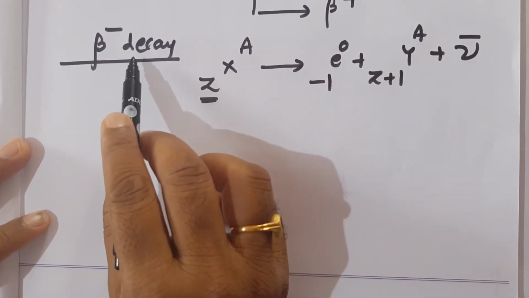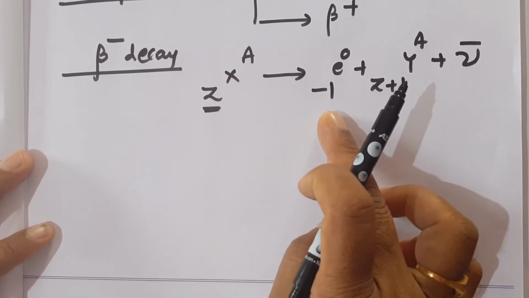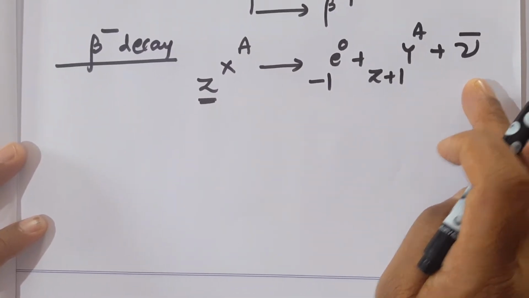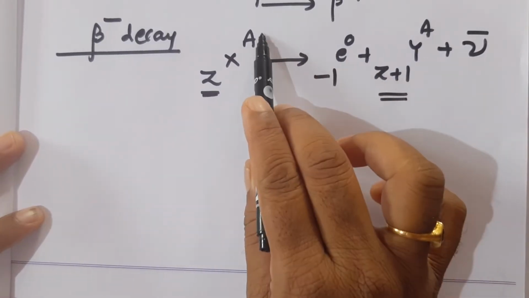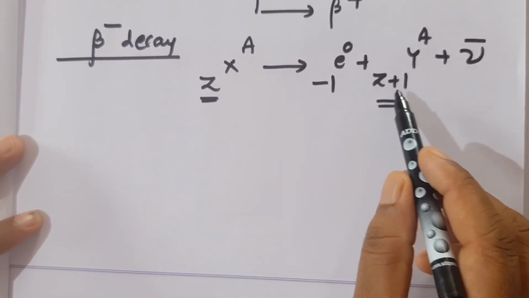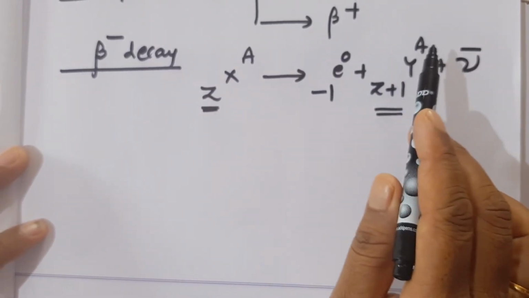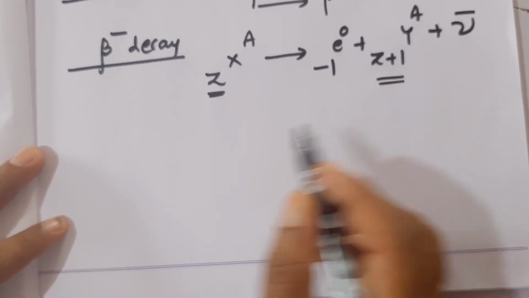So in the beta minus decay process, when the radioactive element emits the electron, along with that an antineutrino is also emitted. Here the atomic number increases by 1 unit, but there is no change in the mass number because the electron mass is very negligible. Therefore the nucleus mass change is negligible. This is called beta minus decay.